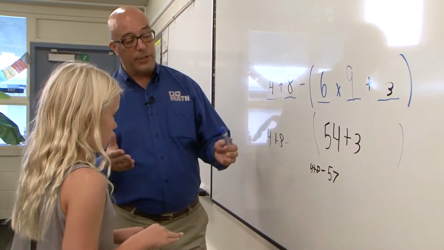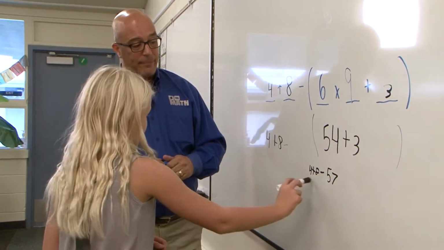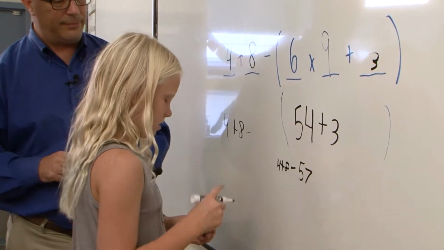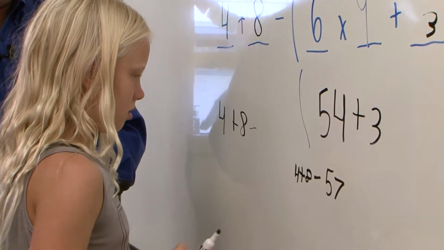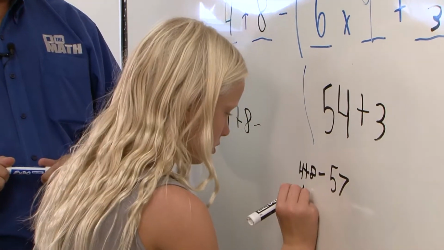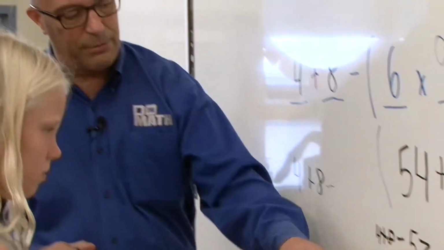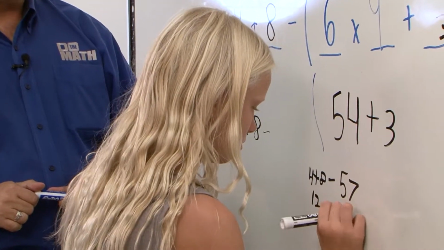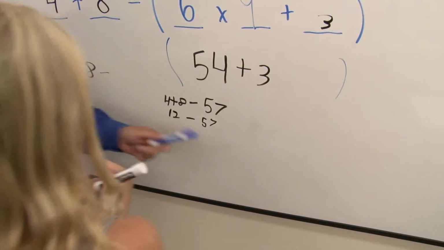So what is the first thing we have to do now? You have to add these two together. All right, so go ahead and add them together. 4 plus 8 is 12. And then bring down the rest of the problem. So now we have 12 minus 57.